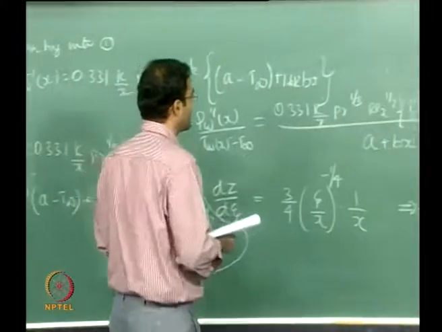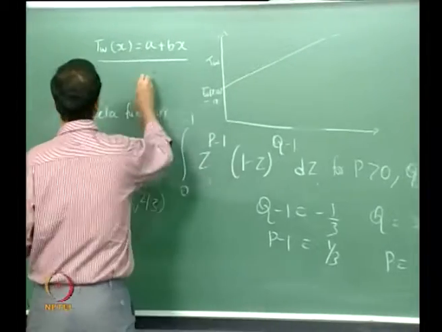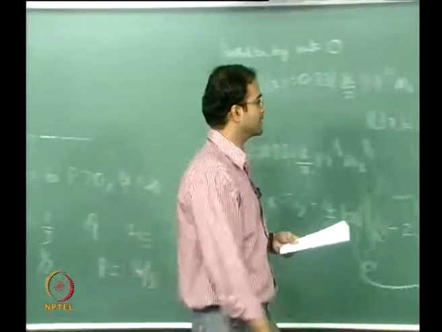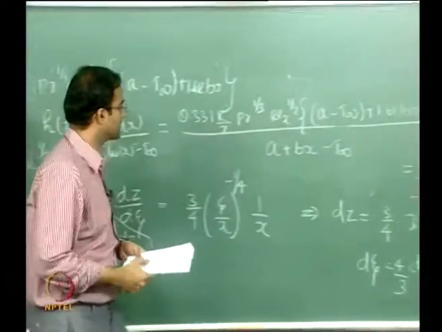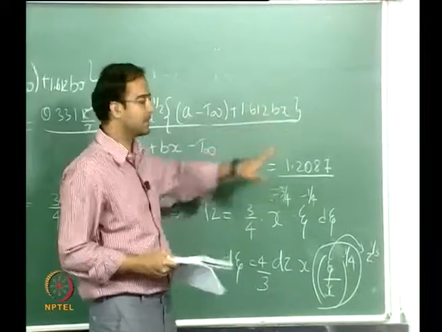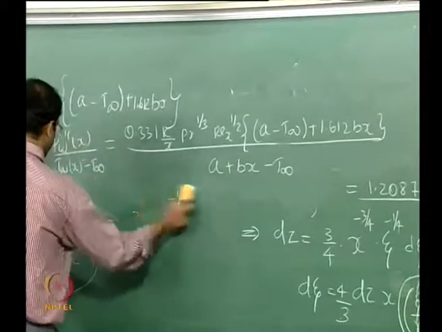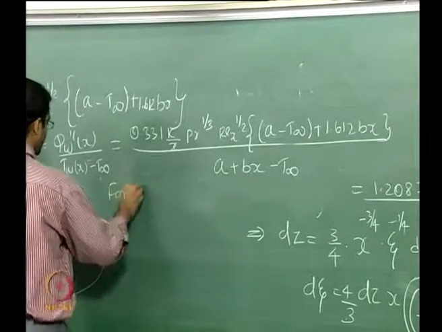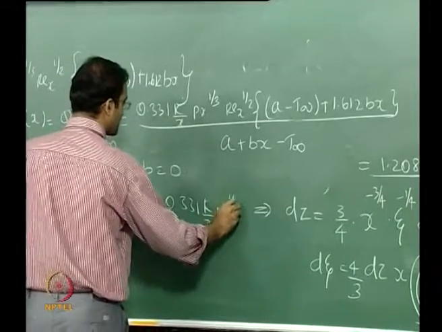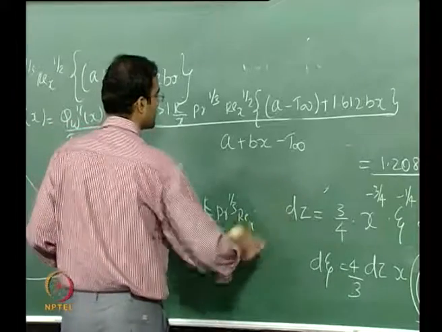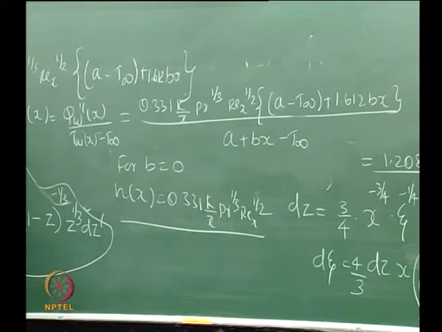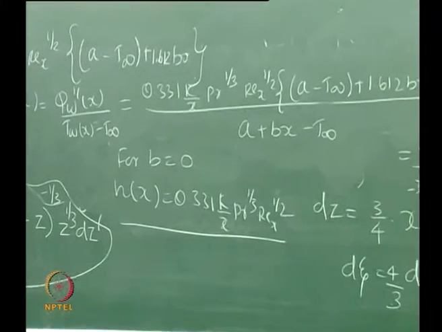for the limiting case where B equal to 0, B equal to 0 gives me a uniform wall temperature, okay. So for that case how does it reduce? This becomes A minus T infinity here, the denominator cancels with A minus T infinity here, B is anyway 0, okay. So what will be the expression? So constant wall temperature, that is 0.331 k by x Pr power 1 by 3 Rex power half, okay. So this is your constant wall temperature boundary condition. So for the limiting case where B equal to 0 you retrieve your constant wall temperature heat transfer coefficient, okay.